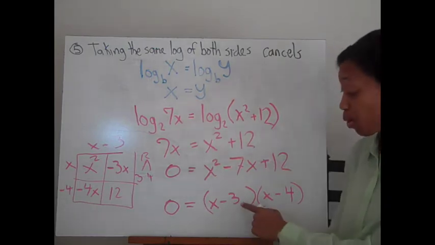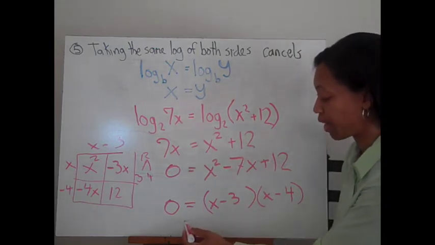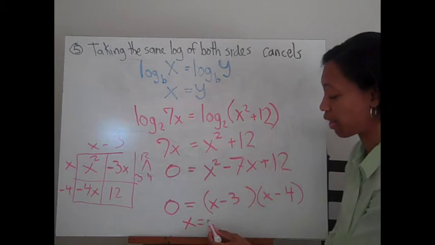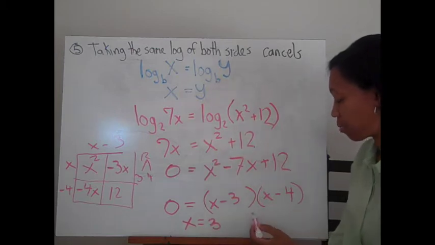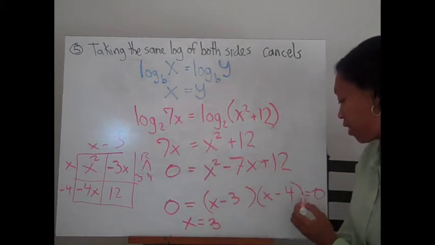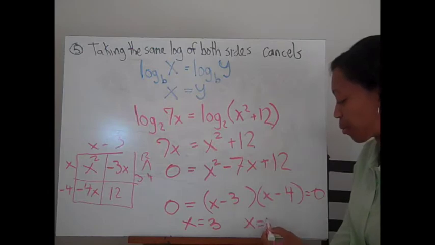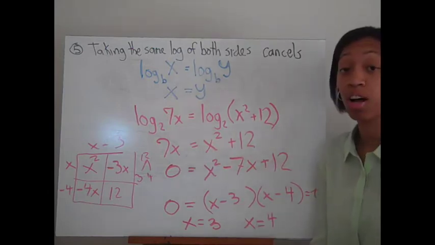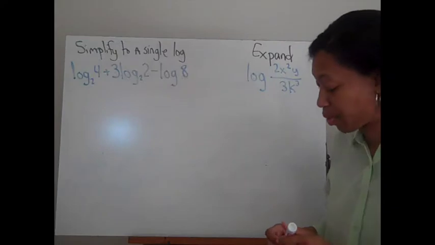And when we set each part equal to 0, we're going to say x minus 3 equals 0 and get x equals 3, and x minus 4 equals 0 and get x equals 4. Alright, let's do a couple more examples.